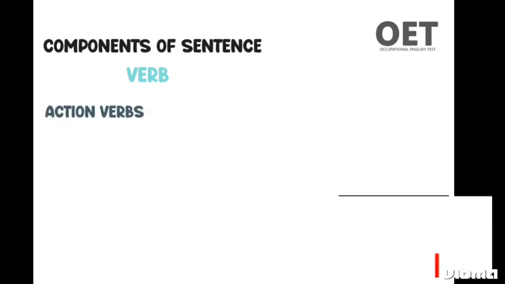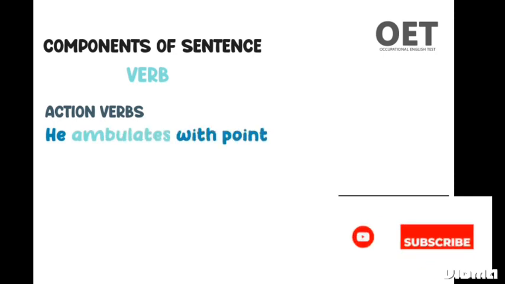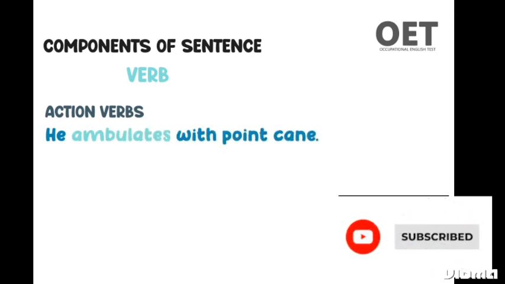Action verbs. A verb that connects the subject to an action is called an action verb. An action verb answers the question, what is the subject doing? He ambulates with a point cane. Here, ambulates is an action verb.